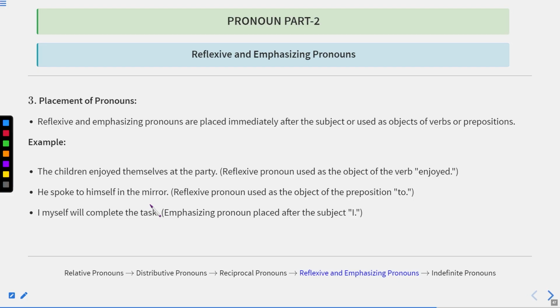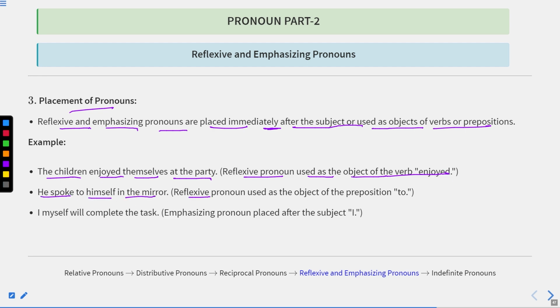Reflexive and emphasizing pronouns, again, placement of pronouns. Reflexive and emphasizing pronouns are placed immediately after the subject or used as objects of verbs and prepositions. Example: the children enjoyed themselves at the party. Reflexive pronoun used as the object of the verb enjoyed. He spoke to himself in the mirror. Reflexive pronoun used as the object of the preposition to. I myself will complete the task. Here, emphasizing pronoun placed after the subject I.